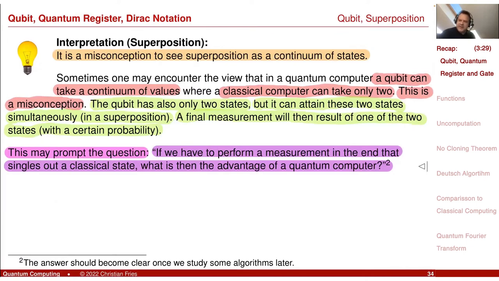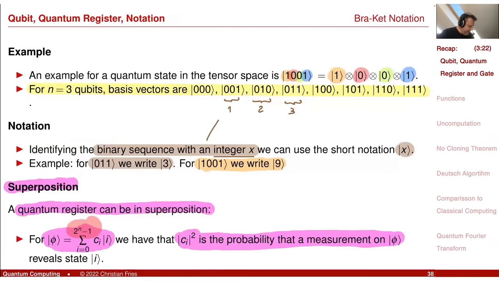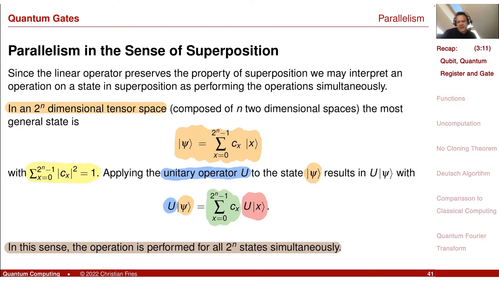We had the superposition, and the superposition gave us a certain parallelism. So if your state is in this superposition, then applying the unitary operator, we get a certain kind of parallelism so that we can move the sum and the coefficients out and we have a superposition of U applied to the individual basis states.